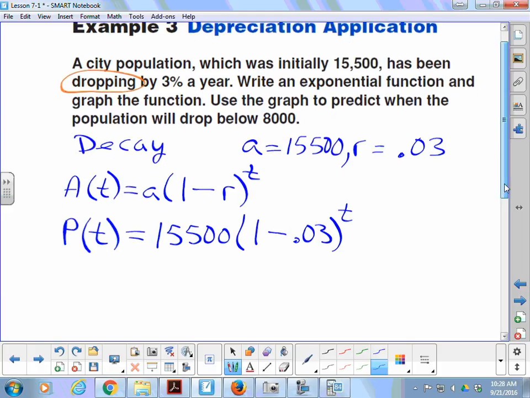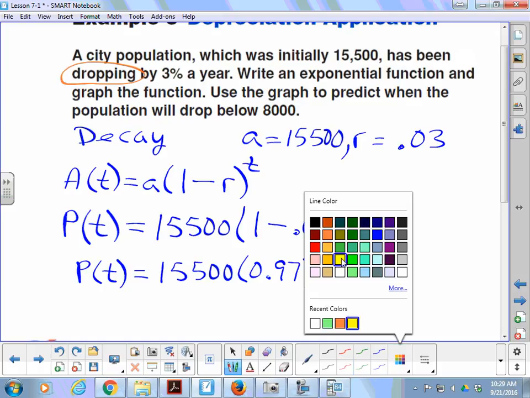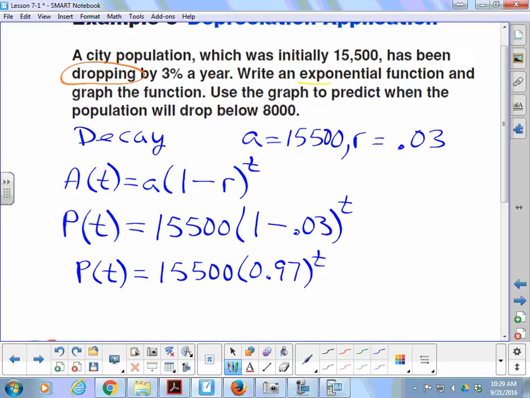Okay. And when it says to write a function, I want this simplified. So the population over time is 15,500 times 0.97 to the power of t. All right, actually simplify it. And so when it asks for an exponential function, this is the one I'm looking for. I'm not looking for the one that has the minus sign. I'm looking for the one that's simplified.